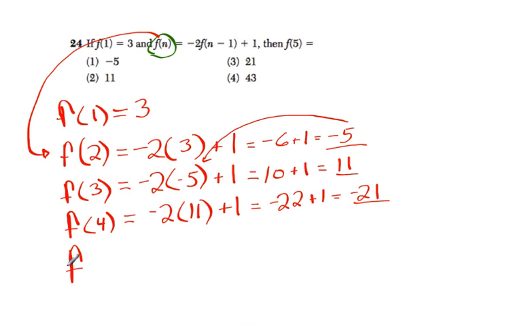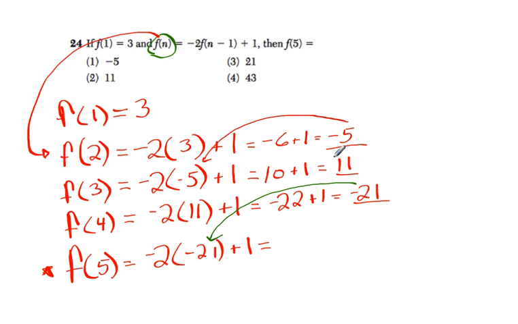And last but not least, the one we're really concerned with, the only thing we actually want to find, f of 5. So that's going to be negative 2 times negative 21 plus 1. And again, we have to plug in the term before it. That's kind of what we were doing here. You should notice a pattern. You're plugging in the term right before it. Negative 2 times negative 21 is positive 42. Negative times a negative. Plus 1. 42 plus 1 gives us our final answer of 43.